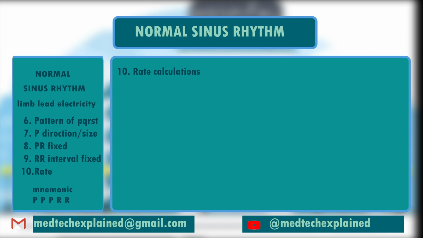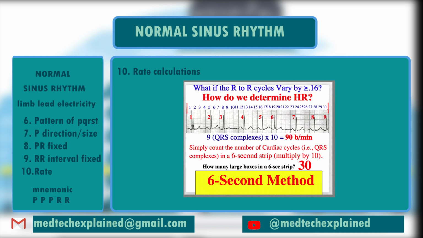Now, what if the intervals between the R waves are not fixed and we have an irregular rhythm like in atrial fibrillation? Can we still get a heart rate? Some students actually answer this by saying that they cannot get the rate if the rhythm is irregular. Can you believe their laziness? Of course you can get a heart rate for an irregular rhythm.